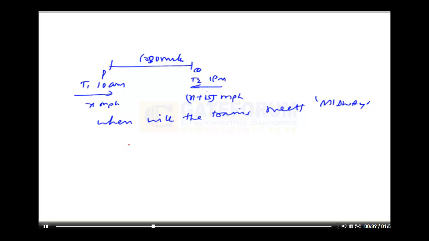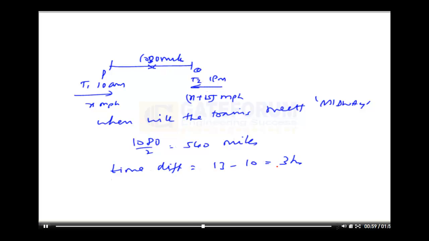So the midway distance we know is 1080 by 2 is 540 miles. So distance we know, they are meeting midway. We have to find the time when do they meet. So like before, let's find the time difference, which is 1 p.m. to 10 a.m. is 3 hours. So the equation here is time 1 is 3 hours longer than time 2.